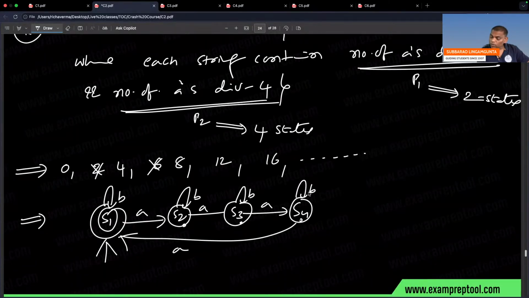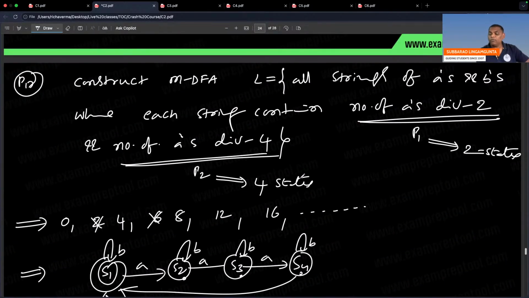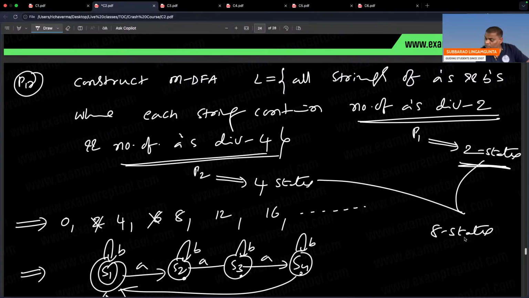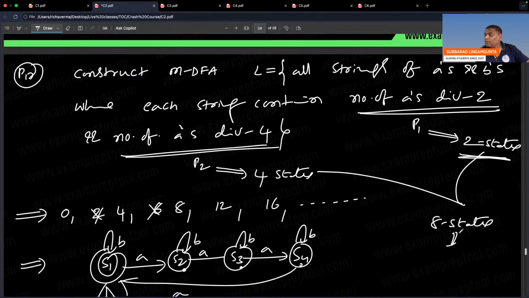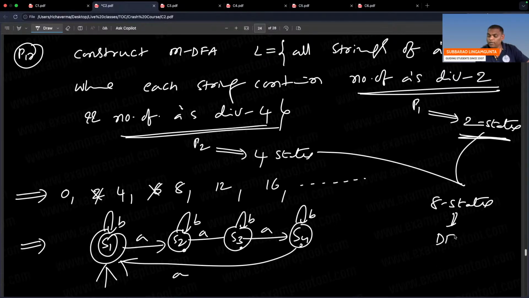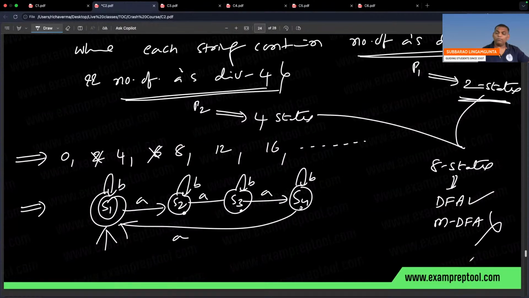So remember, if the condition is on the same symbol, you cannot simply multiply. If you multiply 2 into 4, 8 states will come. If you multiply, that is also correct. But it is not a minimal DFA, it is simply a DFA. It is a DFA, not a minimal DFA. So how do we get a minimal DFA?